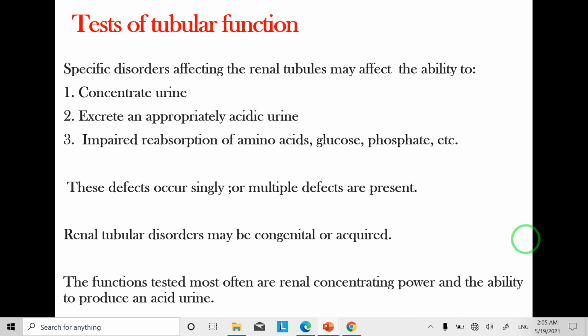And these defects are either congenital or may be acquired secondary to disease that occurs later. Most commonly, we test for the concentrating power of the kidney and the ability of the kidney to produce an acidic urine.